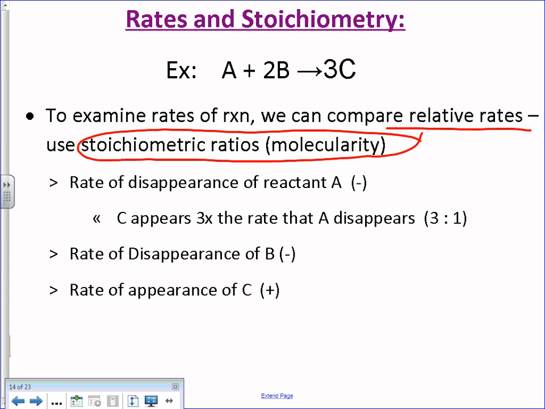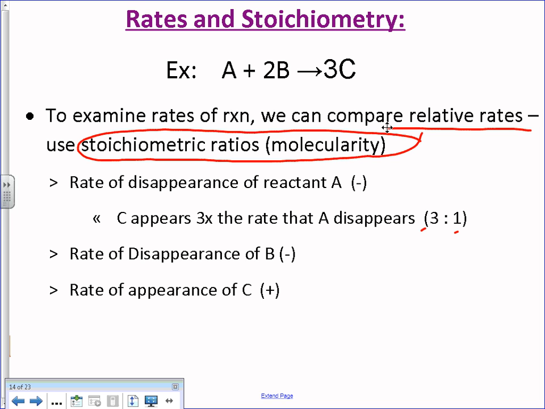So according to this BCE, A plus 2B yields 3C. The rate of disappearance of A in comparison to everything else, I'm actually going to compare directly to C, is that C appears 3 times, and appears means making product, 3 times the rate that A disappears. So it's just according to the ratio in which they exist. Relative rates are pretty easy, but we're going to write them in a different way in just a minute. And you saw this already on your packet.